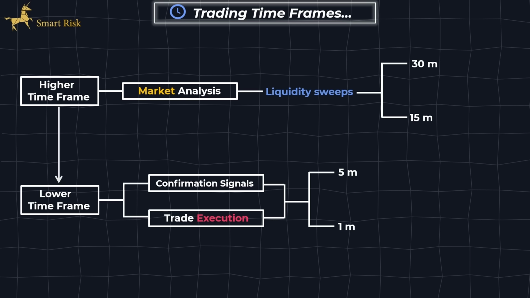Here's the breakdown. If you're analyzing on the 30-minute chart, drop down to the 5-minute chart to confirm reversals and find your entry. If you're working with the 15-minute chart, then shift to the 1-minute chart for confirmation and entries instead. The beauty of this setup is that it works effectively in both scenarios. It's just about choosing the time frames that fit your style and sticking to them with consistency.